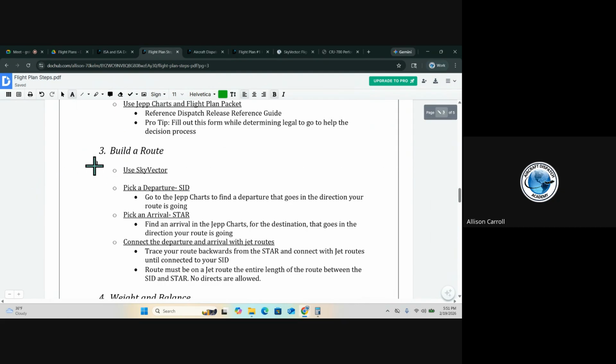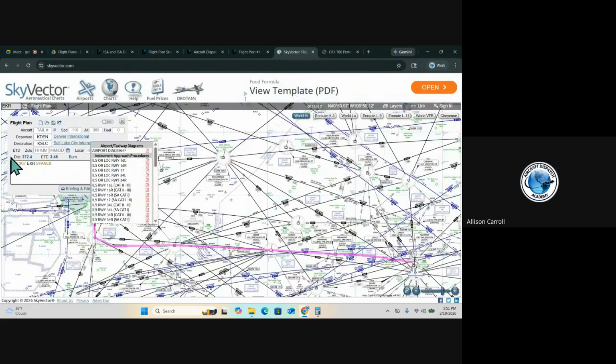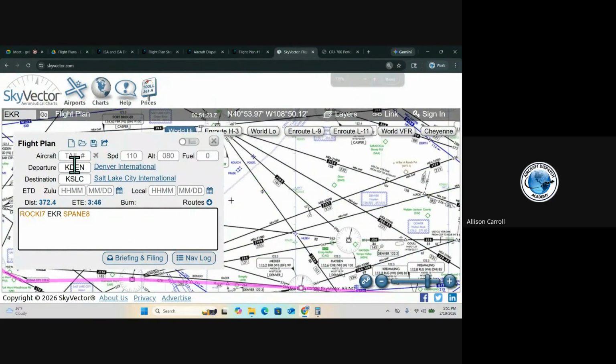Next, we built the route, right? In SkyVector, before we built the route, we only had Denver to Salt Lake in here. Right, we only had the city pair in there to get that direct distance, but then we actually came in here and put in a SID and then put in a star.